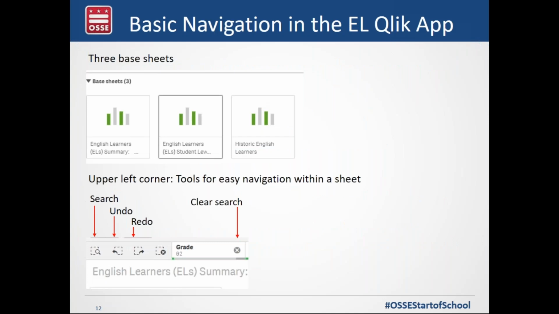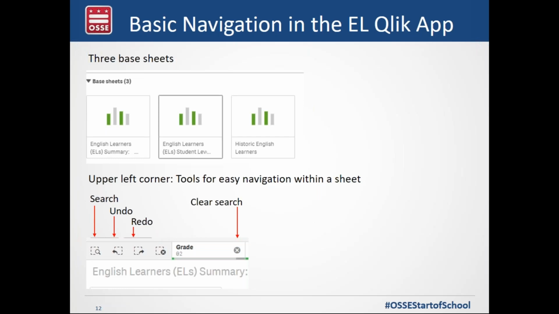Now, if you've already logged in, you should see 3 base sheets. One is a summary sheet, one is a student level sheet, and one is called Historic English Learners. Okay? So that's kind of like your home base. And we will be navigating within each of these sheets and across these sheets.